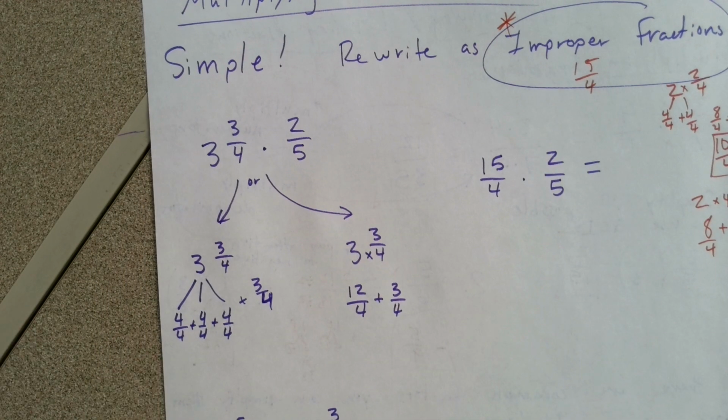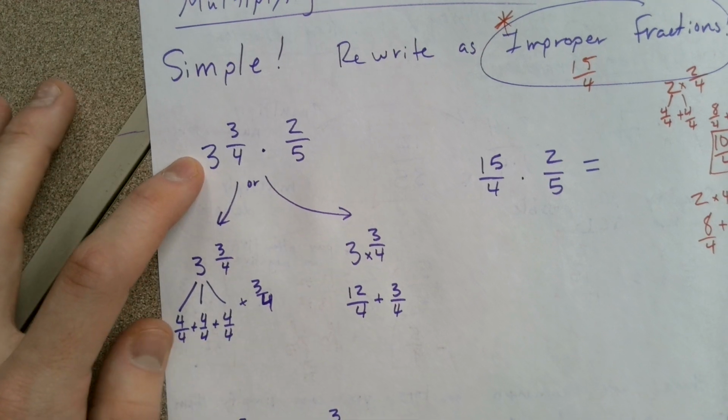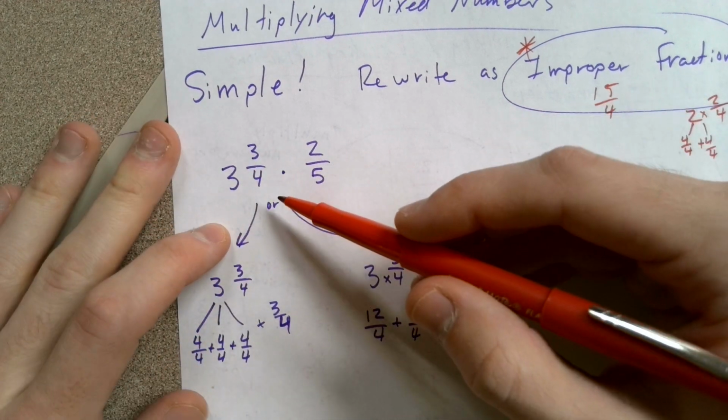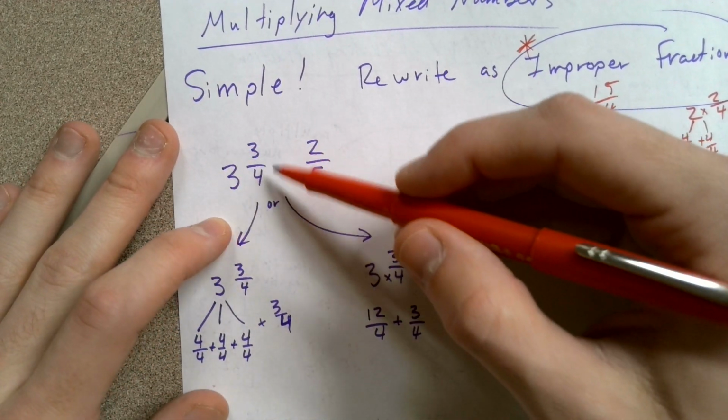But we'll get plenty more examples here. All right, so right here we have the example: 3 3/4 times 2/5. So the first thing is to rewrite this as an improper fraction.